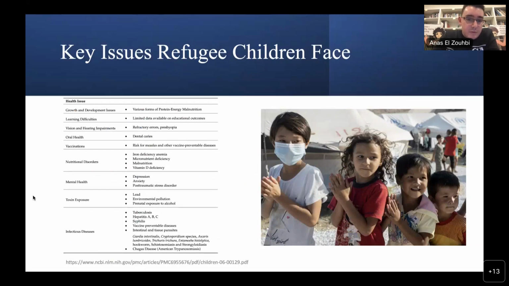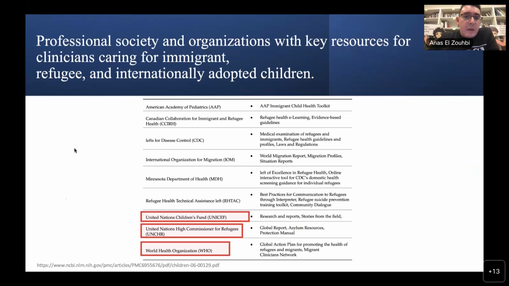Children of refugees also face serious issues. They face issues with regards to a number of things, including their growth and development. They may have some learning difficulties, problems with oral health, vaccination, their nutrition, mental health, as we mentioned earlier. So again, we can see that this wide range of conditions are affecting refugees in a number of ways, and their current lifestyle, the experiences that they have to go through, all have led to a worsening health outcome and a deteriorating health issue for them.